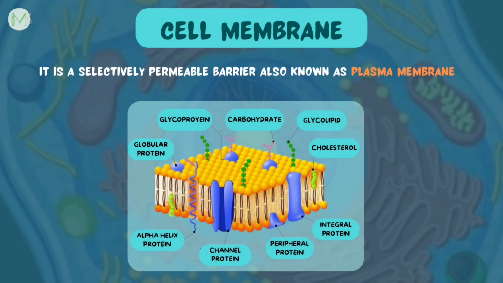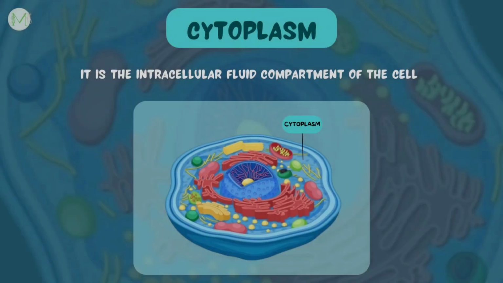Cell membrane. Cell membrane is the protective covering of the cell. Singer and Nicholson proposed the fluid mosaic model to explain the components of cell membrane and their functions. Cell membrane is responsible for transfer of materials between cytoplasm and external environment by acting as a selectively permeable membrane. Cytoplasm. It is the intracellular fluid compartment of cell. They hold all other organelles together.